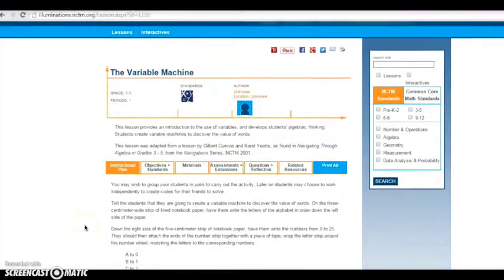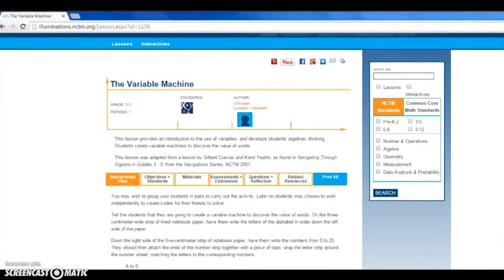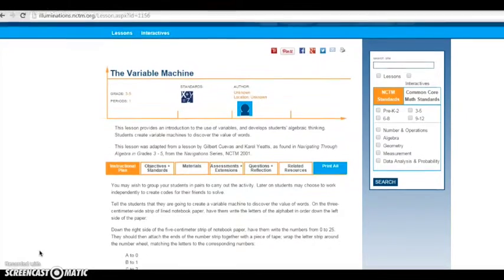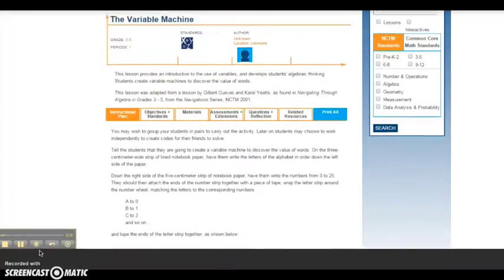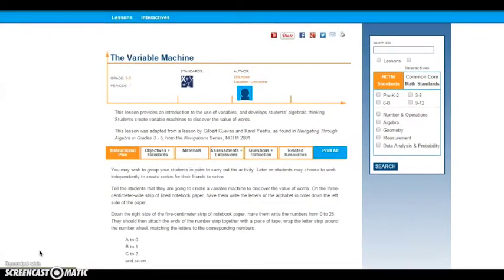We'll be working with what is called the variable machine. This would fall under operations and algebraic thinking. In this activity, students will create a variable machine to discover a word's value. On a piece of notebook paper, they will write the letters of the alphabet down one side, and on the other side, they will give each letter a value starting at 0. So A would equal 0, B would equal 1, and so on and so forth.